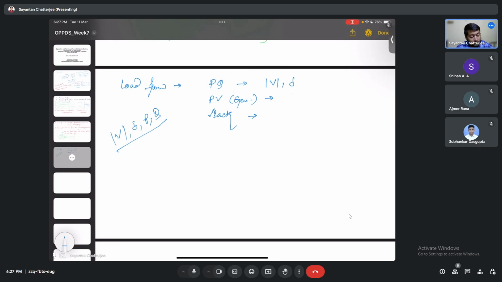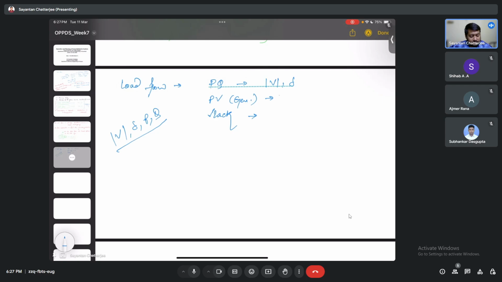In PV buses we already know the value of P and V. Although there are constraints on P and V, the values can't exceed a certain limit. There are limits in the reactive power too. If it violates the limit, then the PV bus becomes a PQ bus because the Q limit is violated. Like this, we perform the iterative load flow.